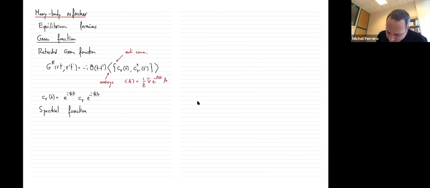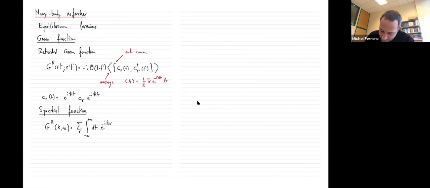So the spectral function is something that is directly related to this retarded Green's function that I introduced. In particular, I can Fourier transform my G and get that retarded Green's function in reciprocal space, in K and omega, by doing a Fourier transform. So it's the usual Fourier transform. I do a Fourier transform in space, and at the same time a Fourier transform in time of my Green's function that I introduced earlier.